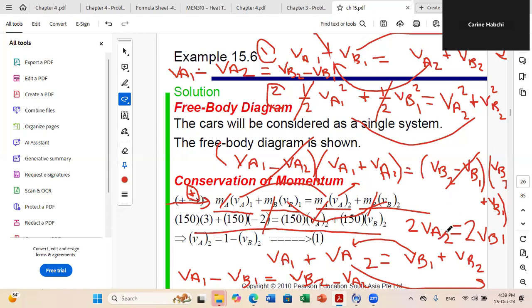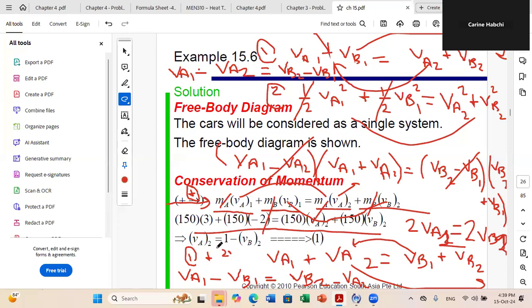Sorry, 2VA1, because when you add the equations, VB1 will cancel out. So 2VA1 equals 2VB2. This means that the velocity of B after collision is equal to the velocity of A before collision. When you add the relations, 1 plus 2, you get 2VA1 equals 2VB2.